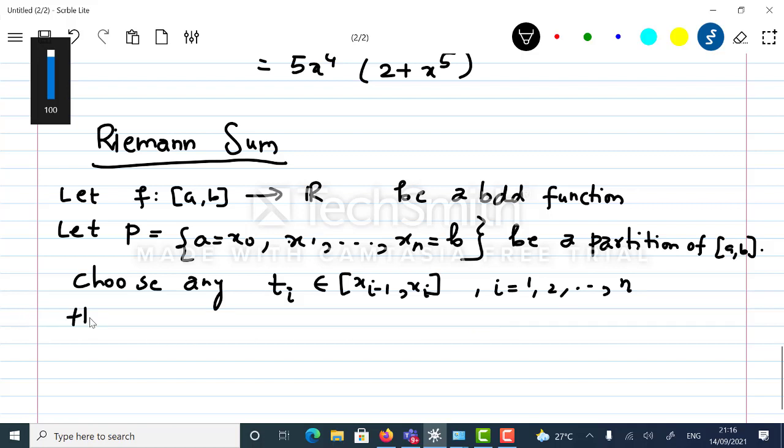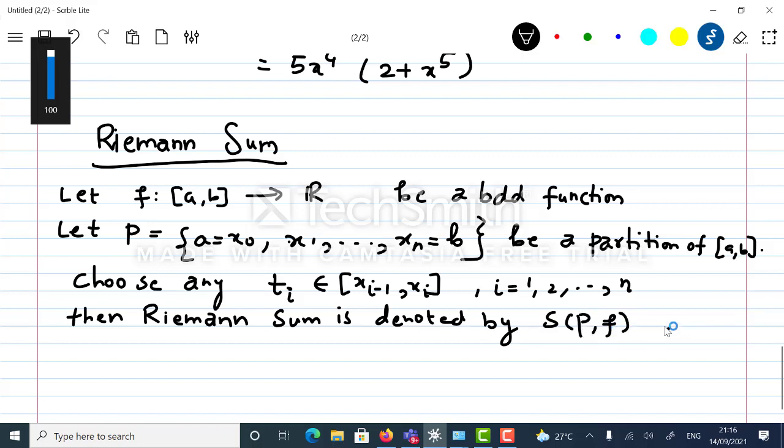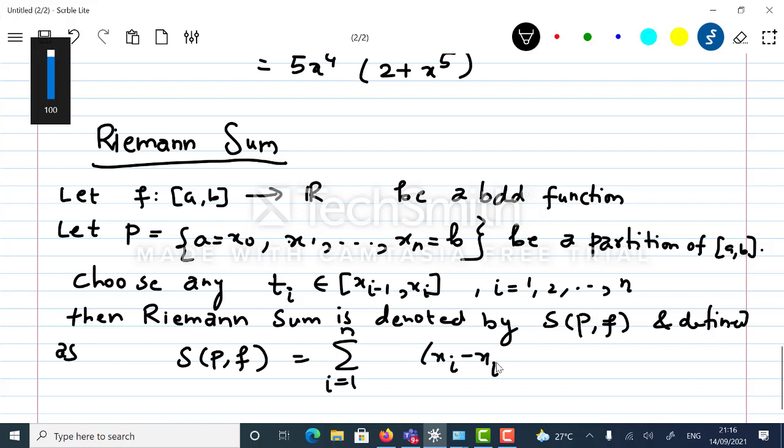Then the Riemann sum is denoted by S P f and defined as S P f is equal to the summation i goes from 1 to n of xi minus 1, now here we will have f at ti.